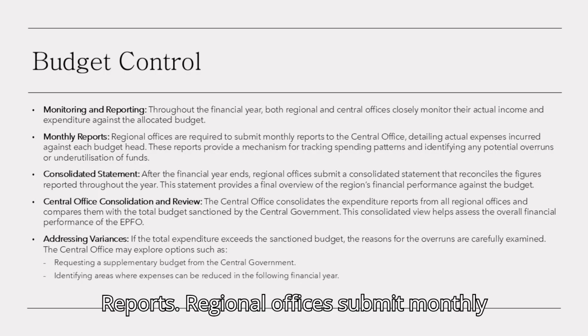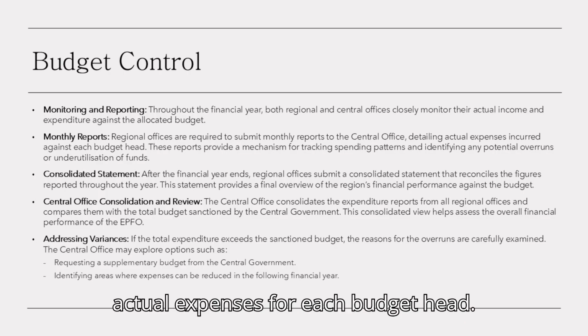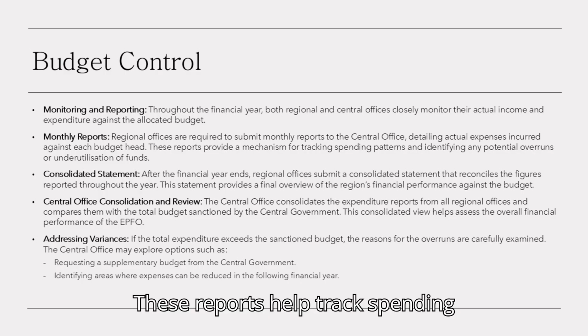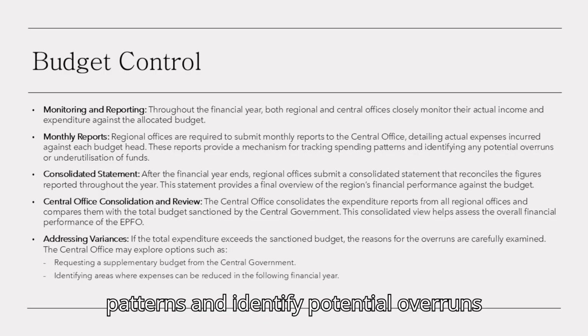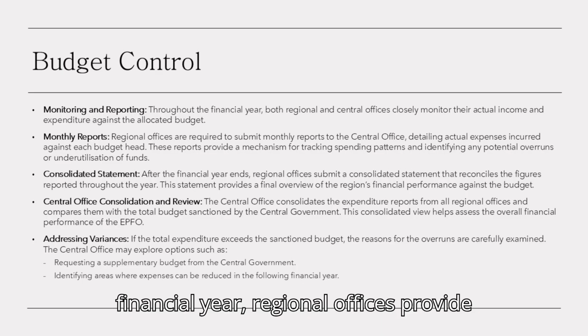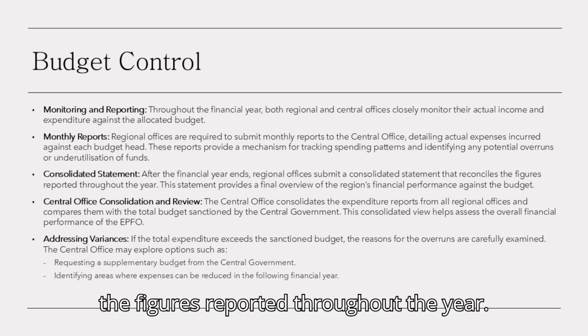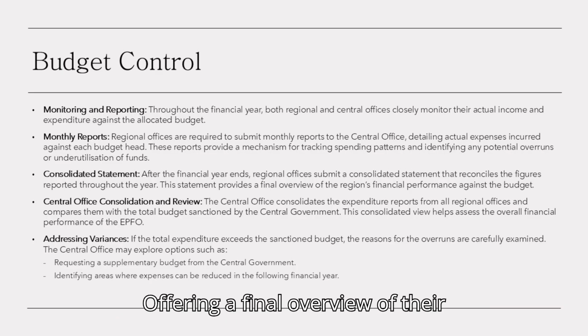Monthly reports. Regional offices submit monthly reports to the Central Office, detailing actual expenses for each budget head. These reports help track spending patterns and identify potential overruns or underutilization of funds. Consolidated statement. After the financial year, regional offices provide a consolidated statement that reconciles the figures reported throughout the year, offering a final overview of their financial performance.